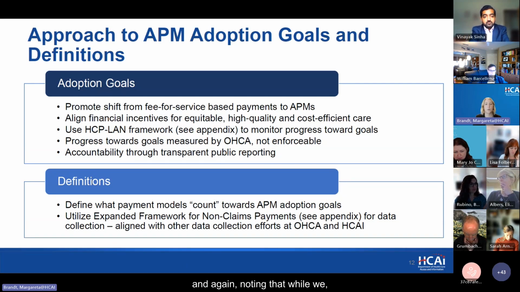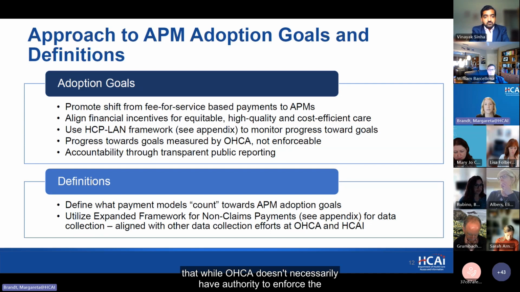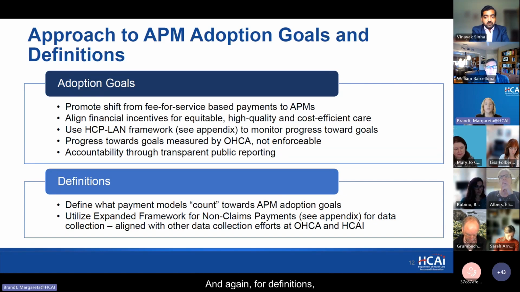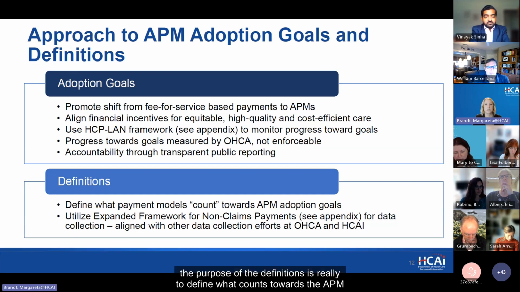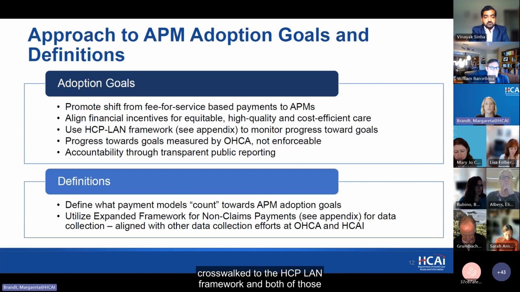And again, noting that while OHCA doesn't necessarily have authority to enforce the goals, we will publicly report on our progress towards the goals and really have accountability through transparent public reporting. And again, for definitions, the purpose of the definitions is really to define what counts towards the APM adoption goals, and these definitions of collecting non-claims data and alternative payment model data are in our expanded framework for non-claims payments that we've discussed previously, and will be again crosswalked to the HCP LAN framework. And both of those frameworks are in the appendix, if helpful for reference.